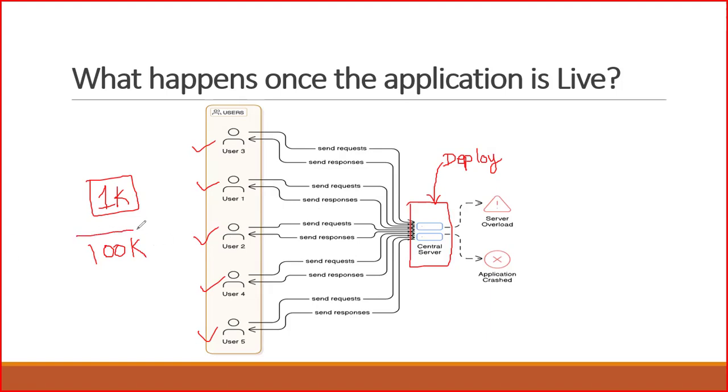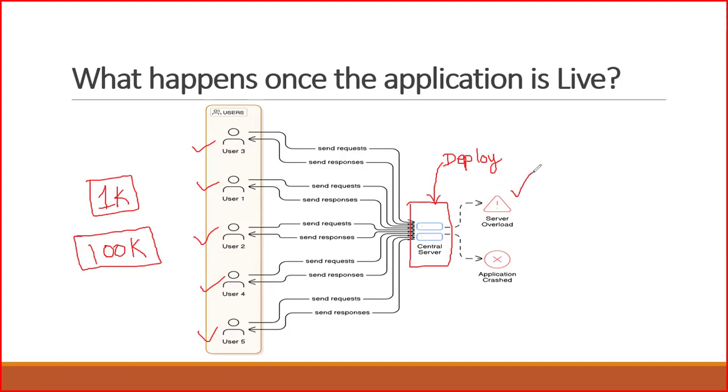Because of this high user load, the servers are not able to handle that many requests at a time. The server capacity is not that much. So obviously the server is not going to handle that many requests coming from multiple users. At that time, one thing the server is going to do is become overloaded.